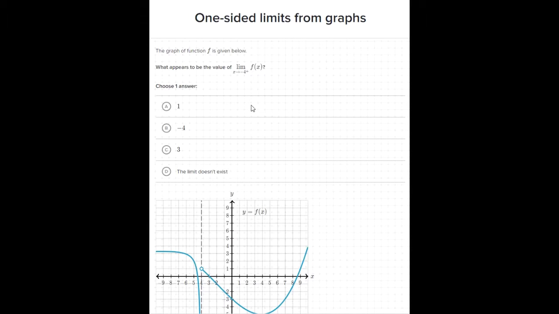In this video we're going to be talking about one-sided limits from graphs. And this is KhanAcademy.org, a great website I recommend you use it for yourself.